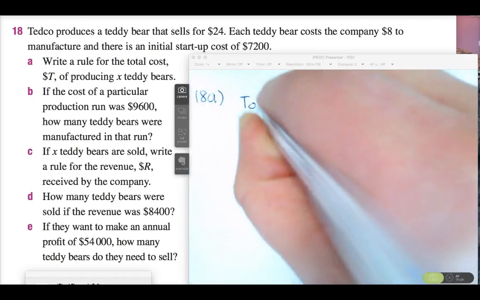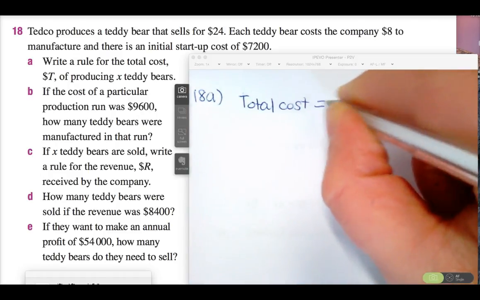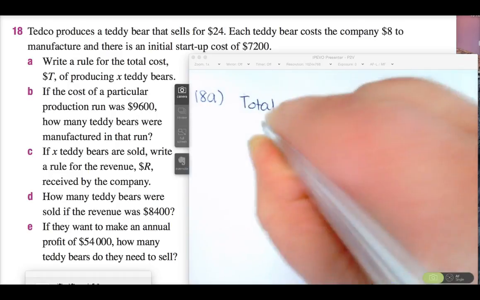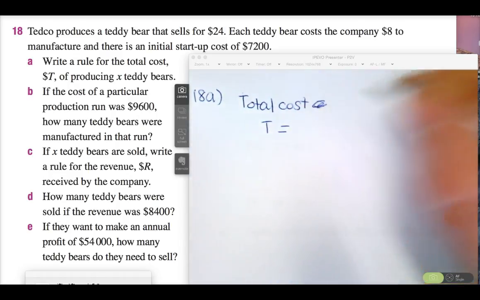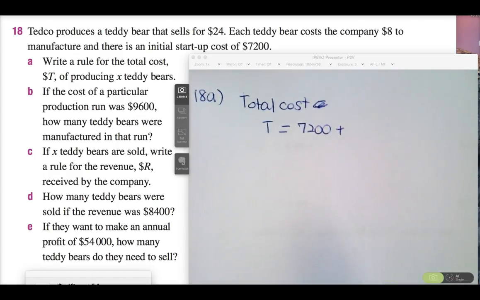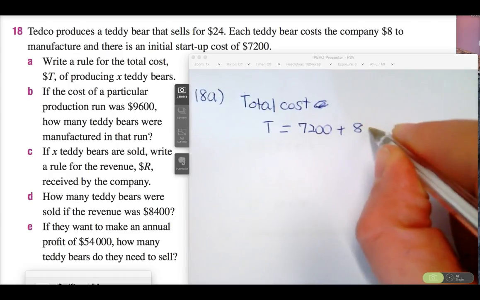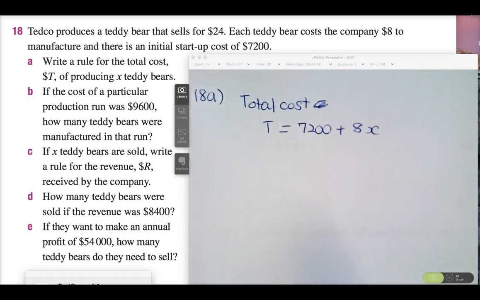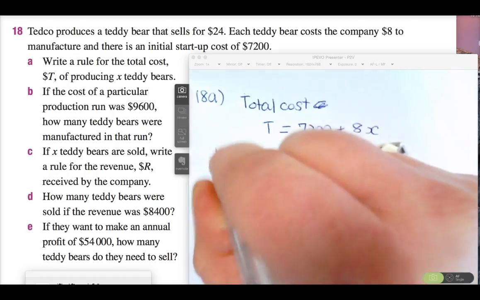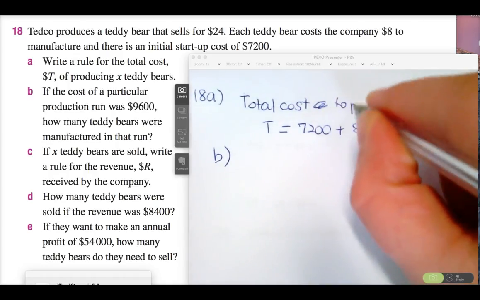What's the total cost of making x teddy bears? So total cost T equals, what did we get, girls? It's $7,200 initial cost plus 8 times x. $8 to make each teddy bear, and if there are x teddy bears, plus 8 times x. That's your total cost to produce x teddy bears. The next question.